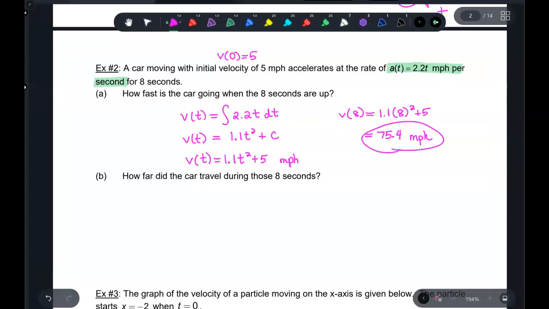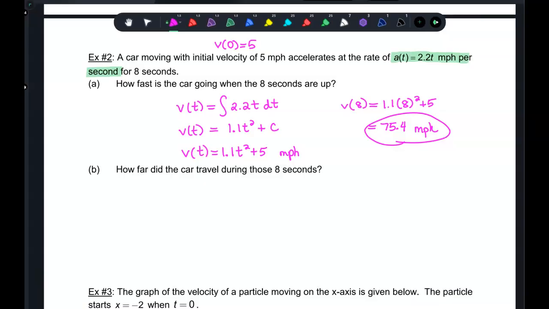Okay, how far did the car travel during those 8 seconds? So is this just the integral of v of t from 0 to 8? Yes. Now, normally we would put this in absolute value for total distance traveled, but it's all positive, so we don't need to. Now, I will tell you. Do you want to do it by hand? No. Okay.